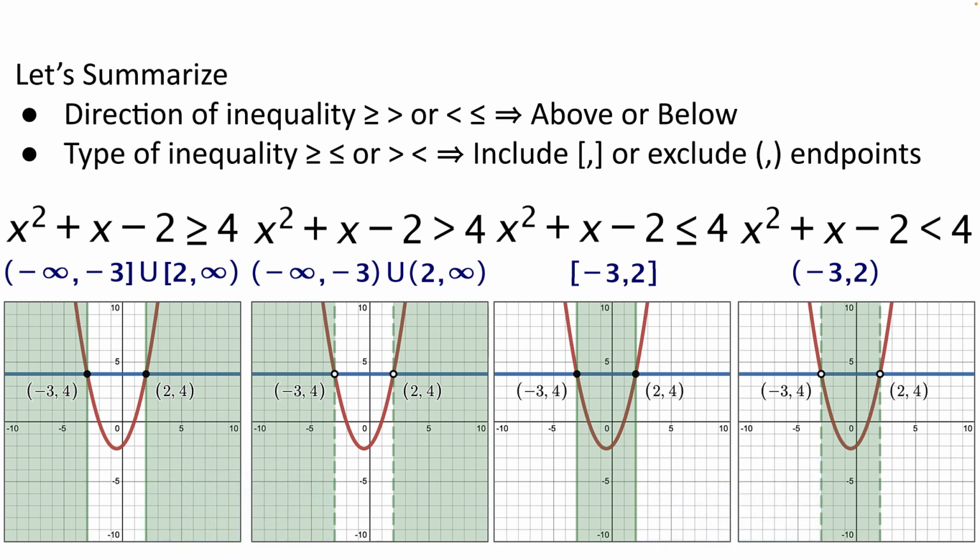The type of inequality, whether it includes the equal to part, as in greater than or equal to or less than or equal to, versus the strict inequality, strictly greater than or strictly less than, tells us whether we can include or exclude the endpoints. When you have the equal bar below on the inequality, you can include those endpoints. For strict inequalities, the endpoints must be excluded.